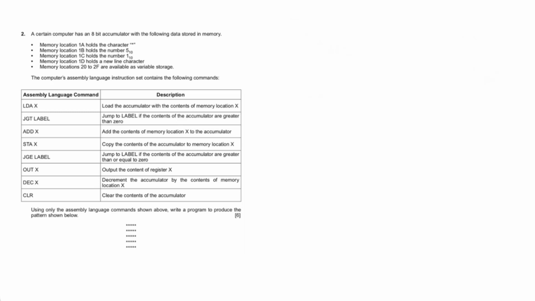The computer's assembly language instruction set contains the following commands: LDA X, JGT label, ADD X, STA X, JGE label, OUT X, DEC X and CLR. Using only the assembly language commands shown above, write a program to produce the pattern shown below. Okay, so where do we start? What do we do? It looks pretty intimidating, this question, but it's really not.